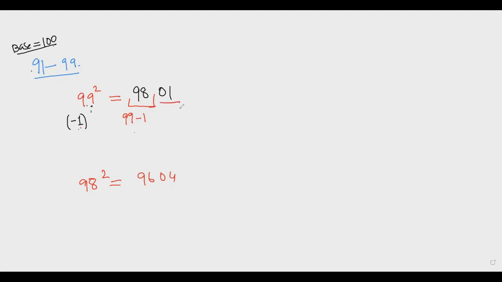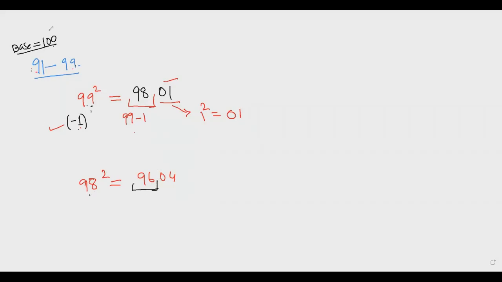Next, the remaining 2 digits are nothing but this square, 1 square, right? 1 square is 1, but 91 to 99 will give a 4-digit number, so we put 0 here. So the answer is 9801.